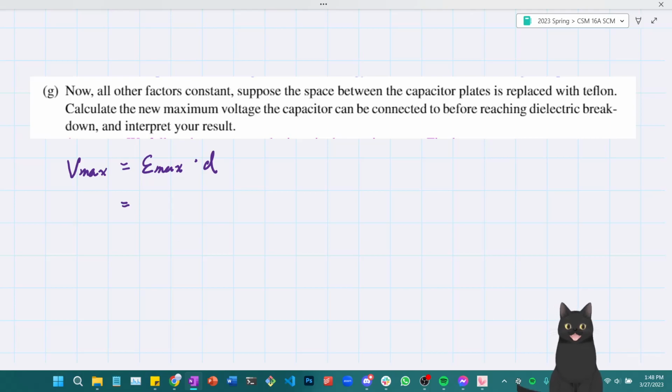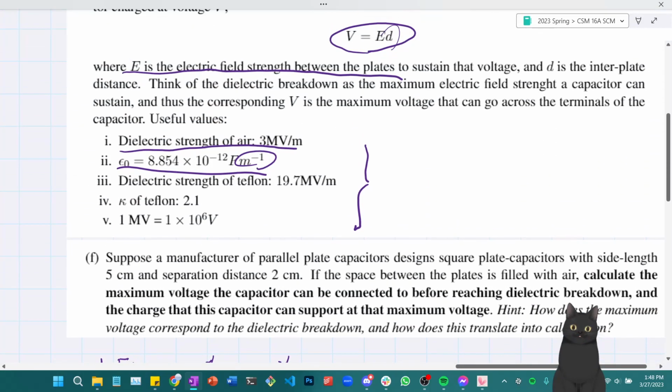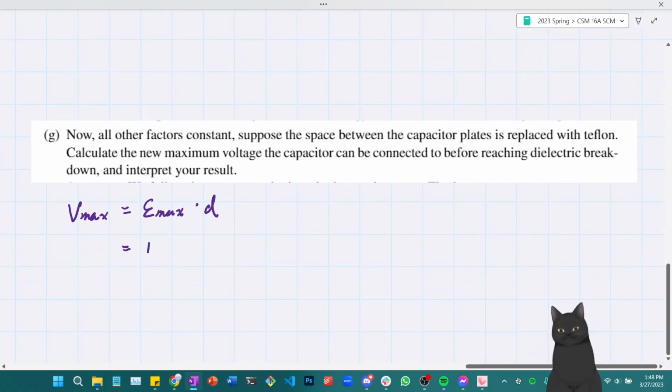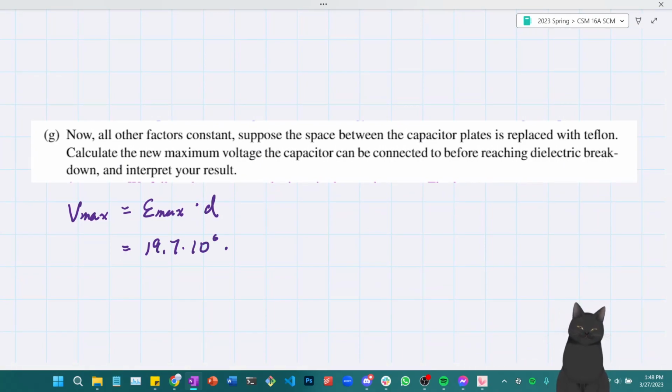And Emax times d, well, we'll have to go back and reference. Emax for Teflon is equal to 19.7 megavolts per meter, which is a lot, times the distance between the plates, which is still the same, 0.02 meters. So once again, I plug this into the calculator to get Vmax. And that turns out to be 394 kilovolts.